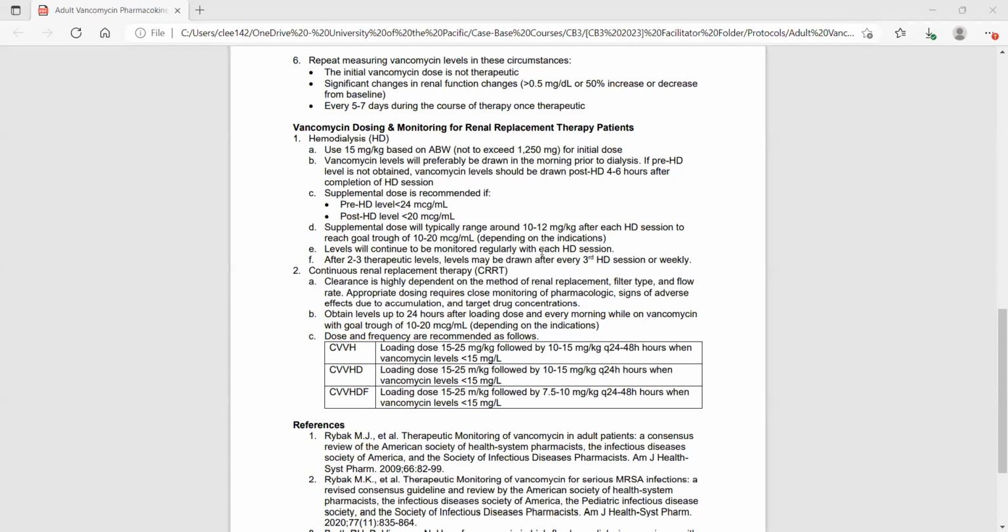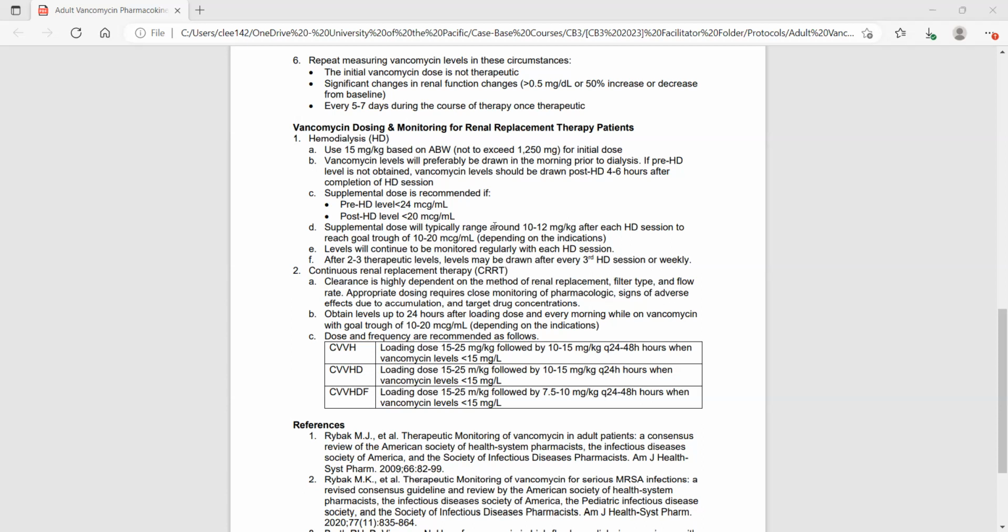And the supplemental dose in this protocol can range around 10 to 20 mg per kg, to reach specific goals depending on the indications. And the 10 to 20 is a guide, it's an average weight-based dosing after the hemodialysis. Some patients might need a lower or higher dose depending on your levels.